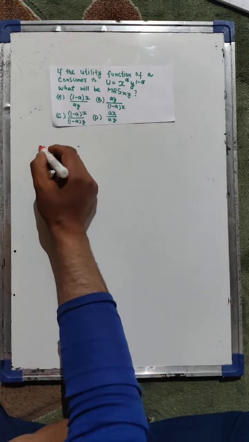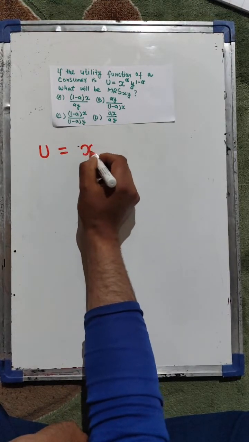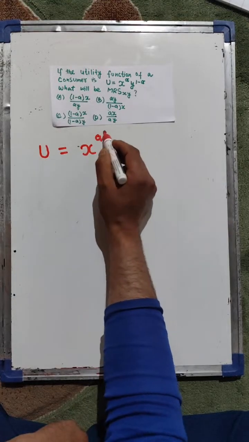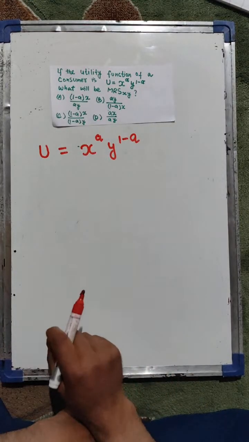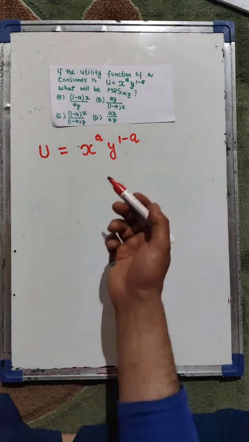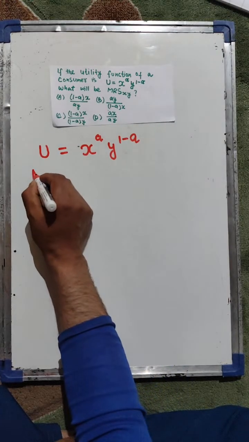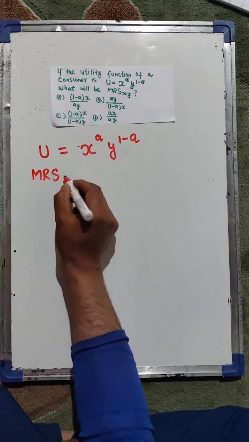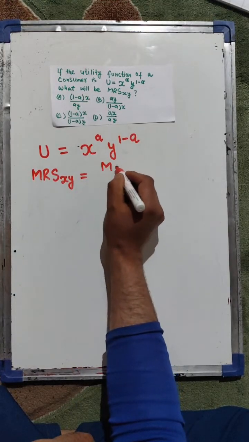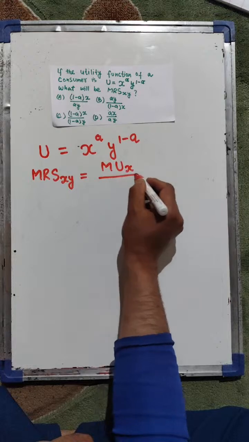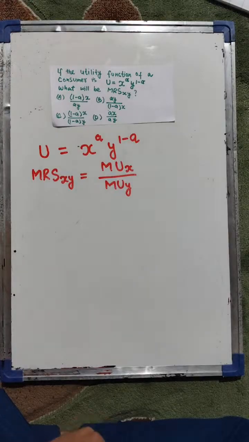Okay, so we have the utility function for the consumer: x to the power a times y to the power 1 minus a. We are supposed to find the marginal rate of substitution between good x and y. Now we know that the marginal rate of substitution between good x and y is equal to the ratio of the marginal utility of good x and the marginal utility of good y.